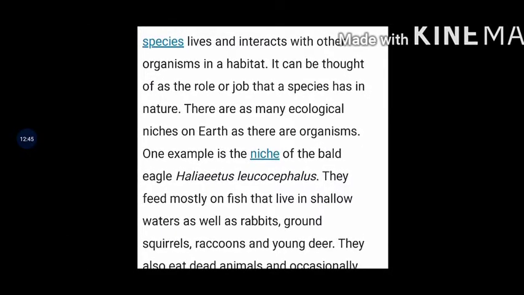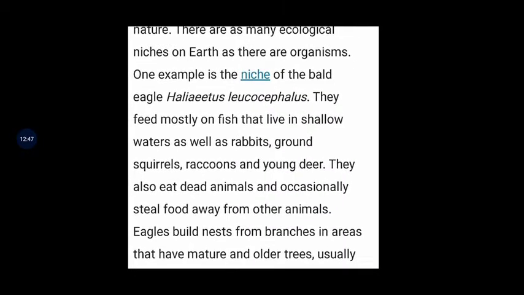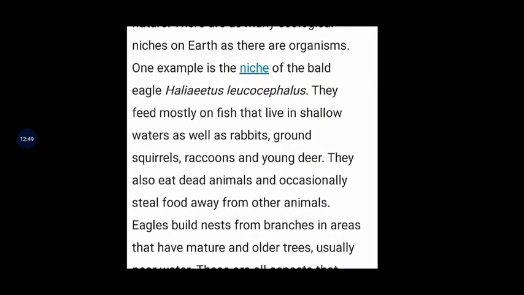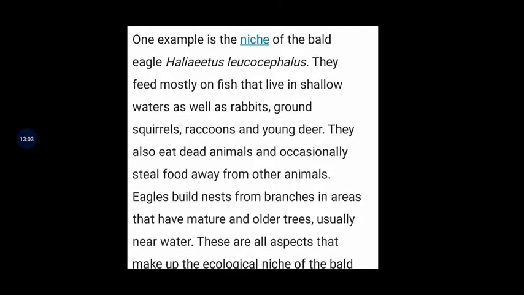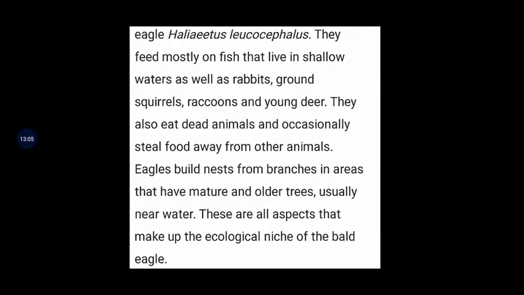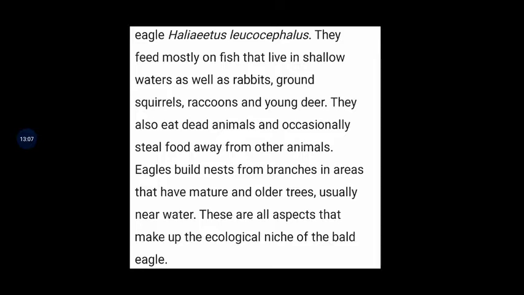There are as many ecological niches on earth as there are organisms. One example is the niche of the bald eagle, Haliaeetus leucocephalus. They feed mostly on fish that live in shallow water, as well as rabbits, ground squirrels, raccoons, and young deer. They also eat dead animals and occasionally steal food away from other animals.